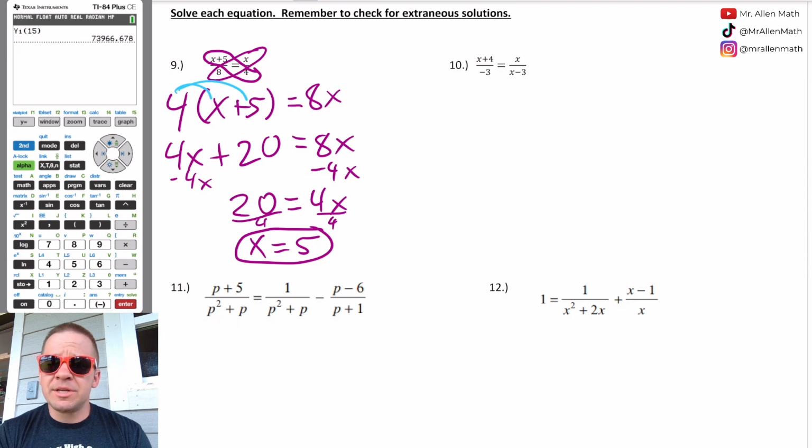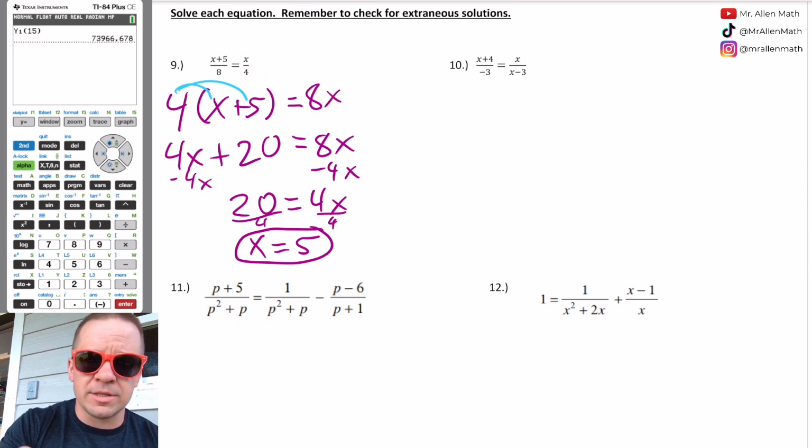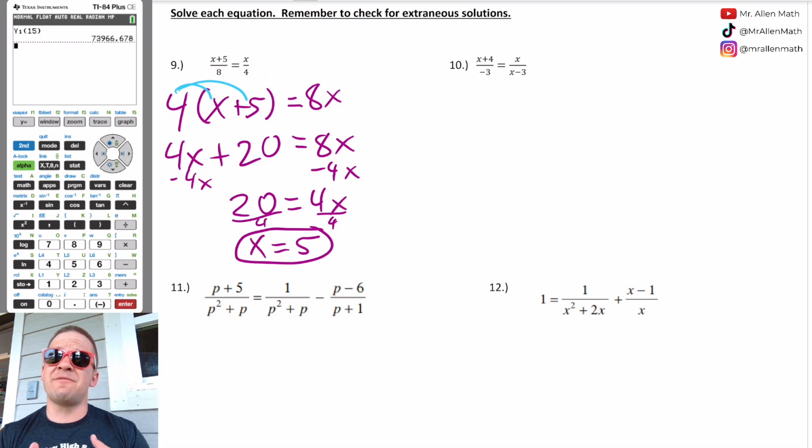All right. Now, it does say to check for extraneous solutions. So when we check for those extraneous solutions, we got to plug it back into the original and see if it causes the denominator to equal 0. The denominator is 8 and 4. No problems there, right? I'm just going to be plugging 5 into my numerators. We are all Gucci. All right, next one.